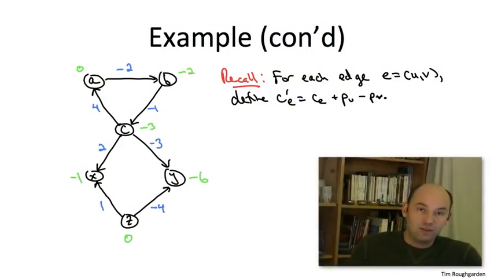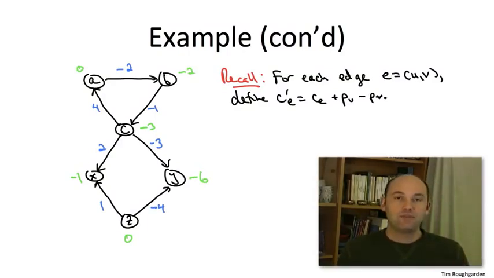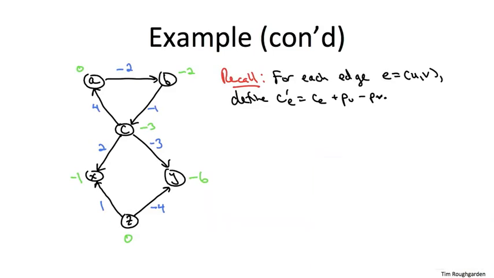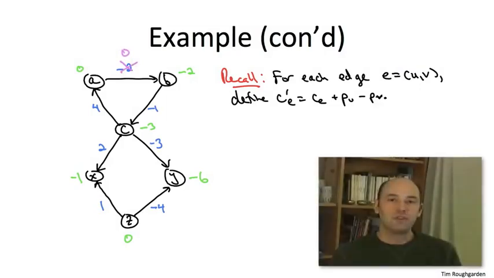Let's start at the top, edge A comma B. So we start with its original length -2. We add the weight of the tail, so we're adding 0. And then we subtract the weight at the head, so we're subtracting -2. That is, we're adding 2. So we get -2 plus 2, or 0, for the new length c'e for the edge A comma B. Similarly, for the edge B comma C, we take the original length -1, we add to it -2, and then we subtract -3. That is, we add 3. And again, it all cancels out. We get 0 for the new cost of arc B comma C.